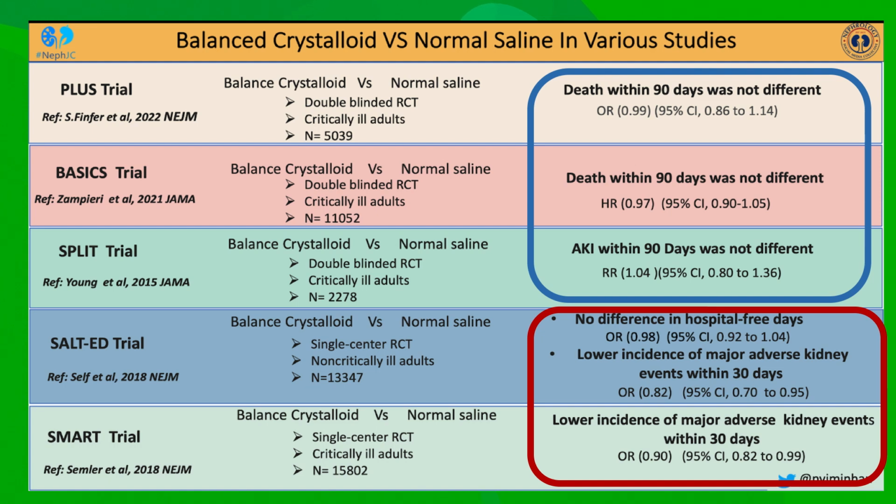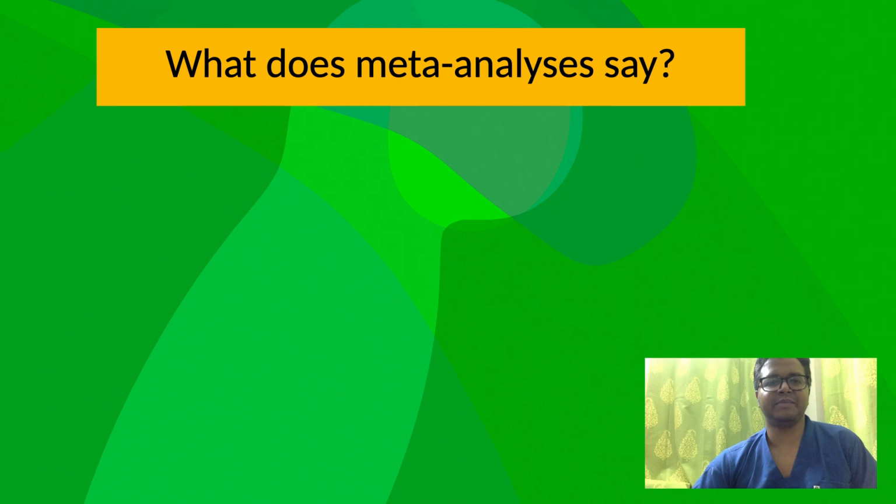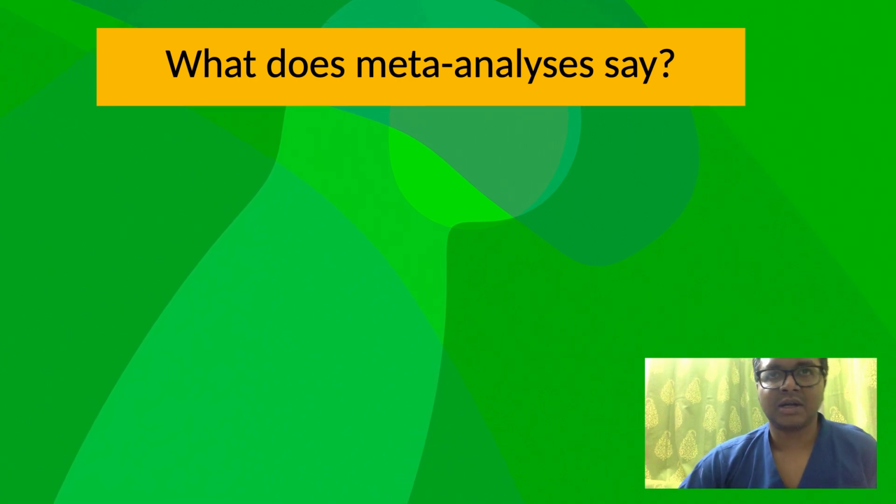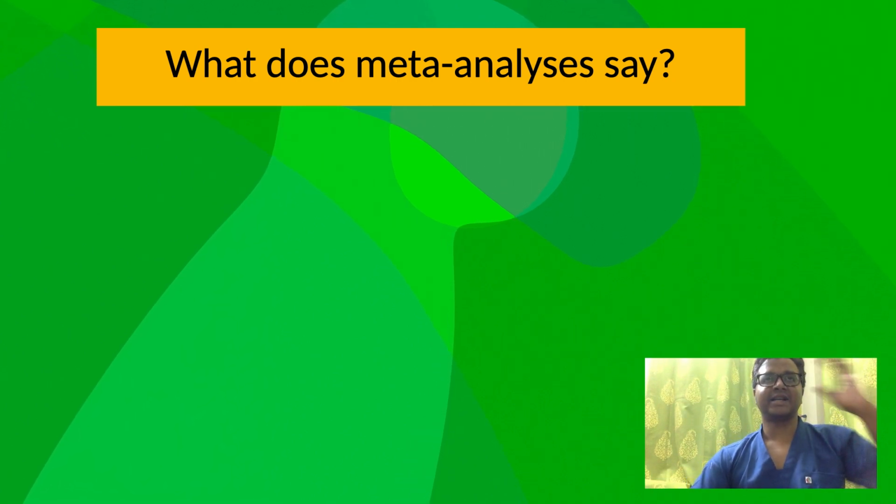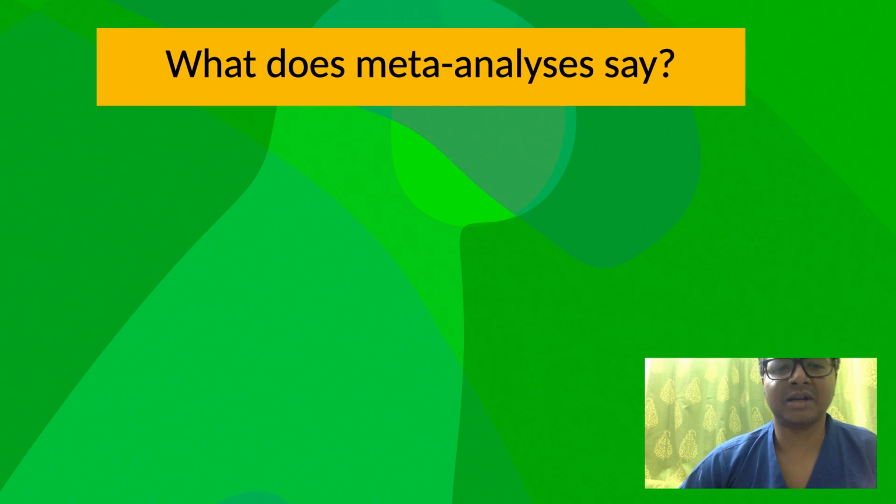Then what do we do when we have different evidence from different randomized controlled trials on the same topic? Yes, we go ahead with the meta-analysis. So let us look at what the meta-analyses say. Surprisingly, there are three meta-analyses, all published in the same year on this topic.